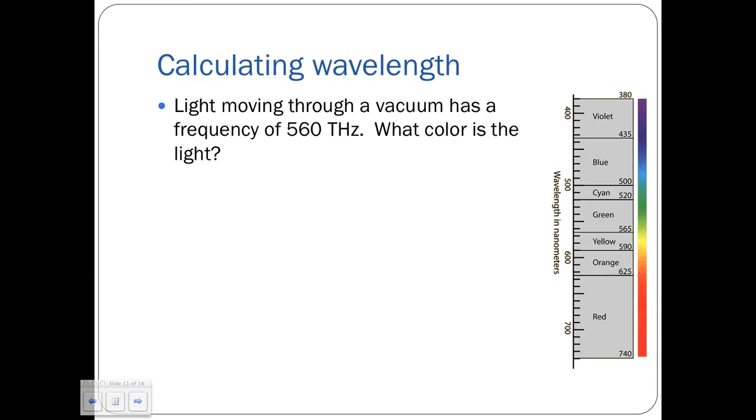So here's our first question. Light that's moving through a vacuum has a frequency of 560 terahertz. And so remember, capital T is that tera root prefix. And so the question is, what is the color of the light?